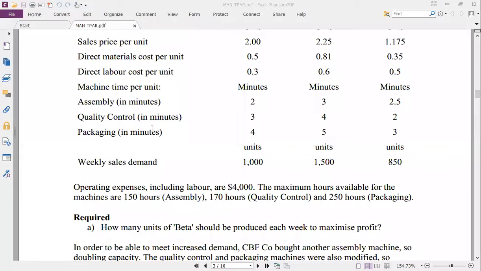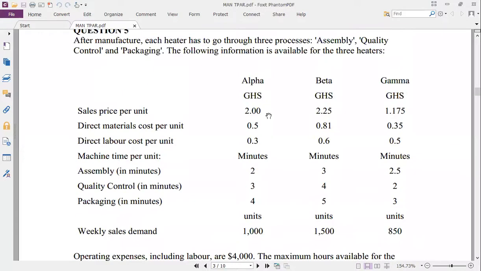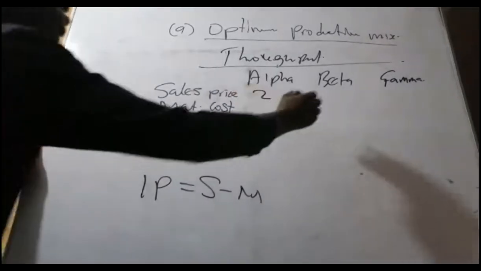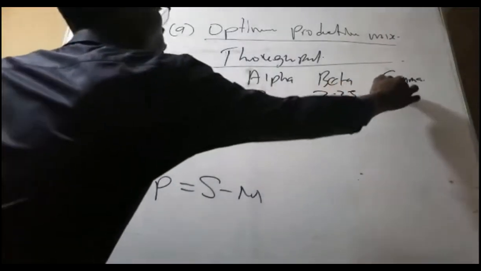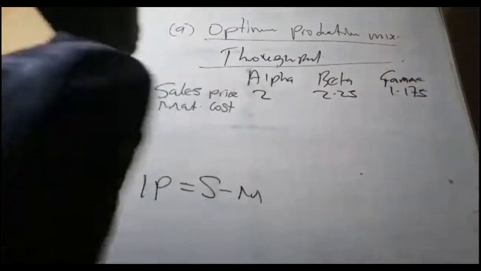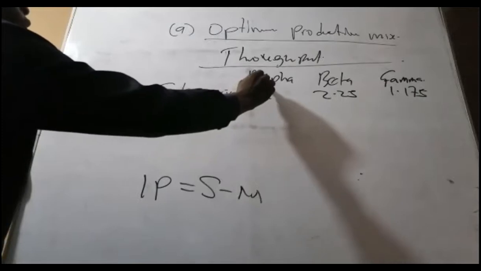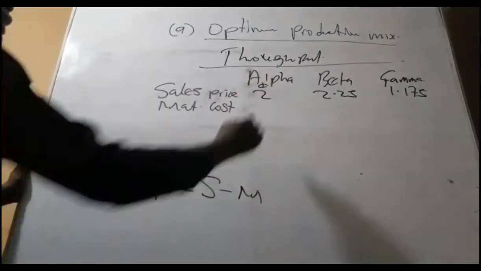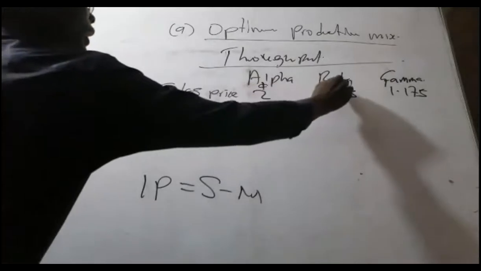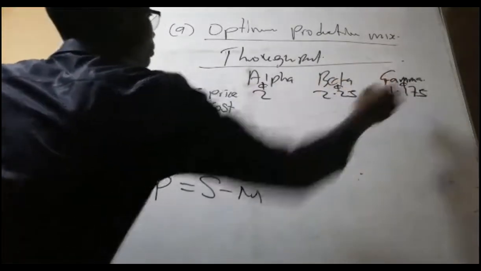I'll pick all the figures in one go. So you have to pick your own too. So that's alpha 2, beta 2.25, and gamma 1.175. So that's the selling price. So that's 2, 2.25, 1.175. Perfect. Don't forget your currency. We are reporting in international city. International city. Yes, that's our currency.